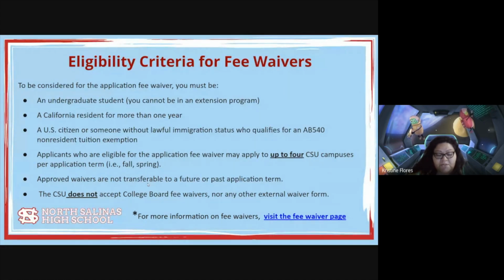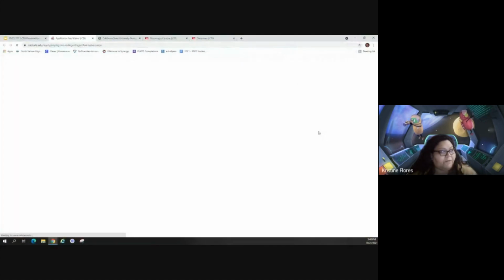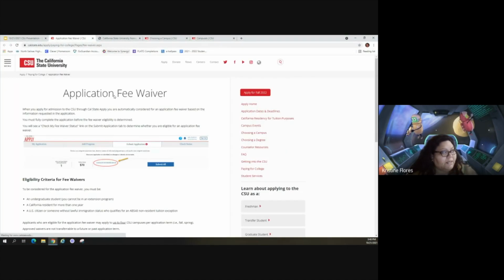Okay, and the CSU does not accept College Board fee waivers nor any other external waiver form. Okay, so it's only based on what they ask you in the application itself. Okay, there's no coupon code number or something like that to get a fee waiver. And again, like I said, please look at these links, visit the fee waiver page, and there's more information about that. If you click on it, it pops open, and there it is. Okay.